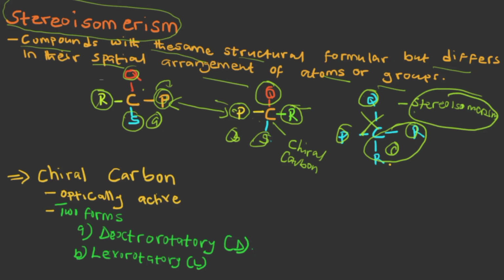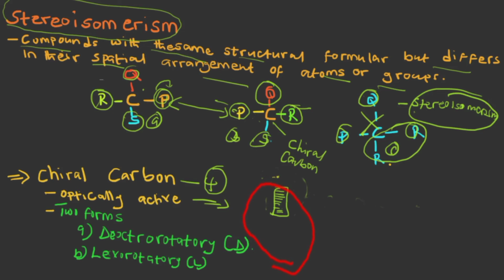So let's see features of this chiral carbon. A chiral carbon, as we know, has 4 different groups. They are attached to 4 different groups, and they are optically active. What do we mean by optically active? Optically active in the sense that this chiral carbon rotates plane polarized light in 2 opposite directions. So if this is a plane polarized light, right?